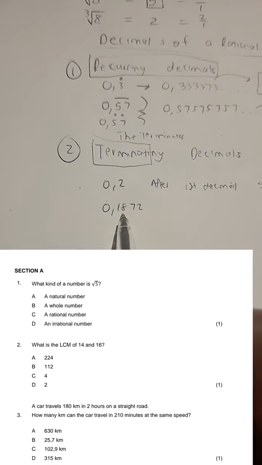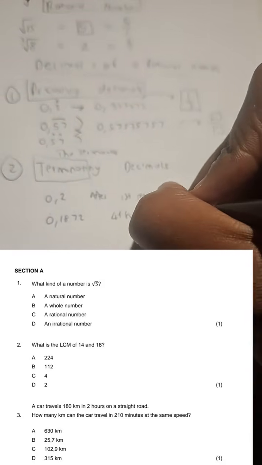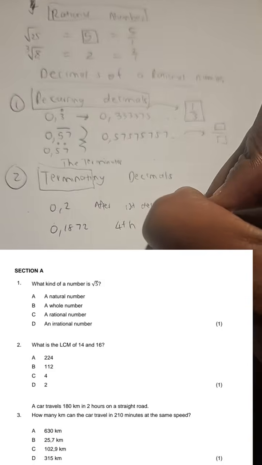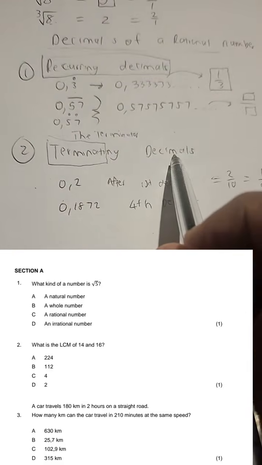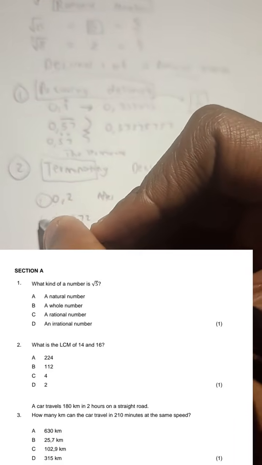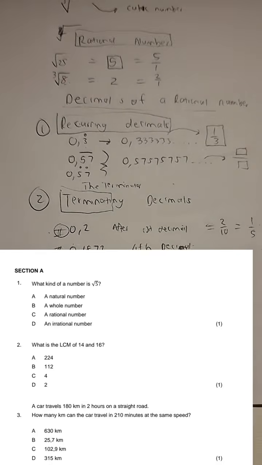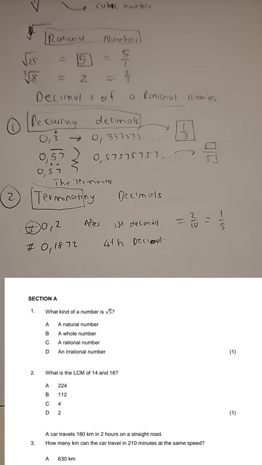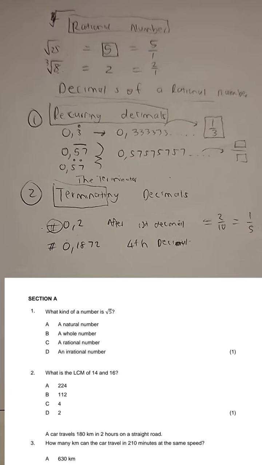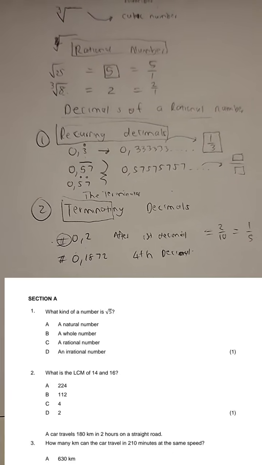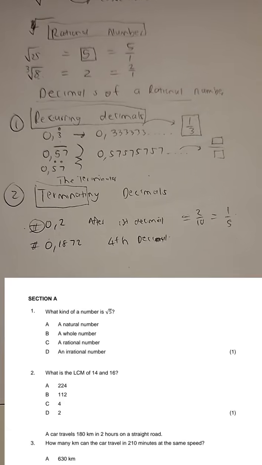0.1872. Once again, 1, 2, 3, we are stopping at the fourth decimal. As long as we stop at some decimal place, we call these kinds of numbers terminating decimals. All terminating decimals are rational numbers. So guys, I hope with this said, you are getting a deeper understanding of what we mean by a rational number. You need to understand this so that you can identify a rational number when given one.